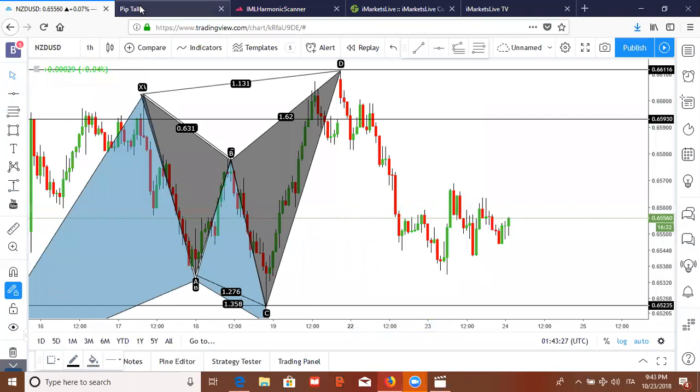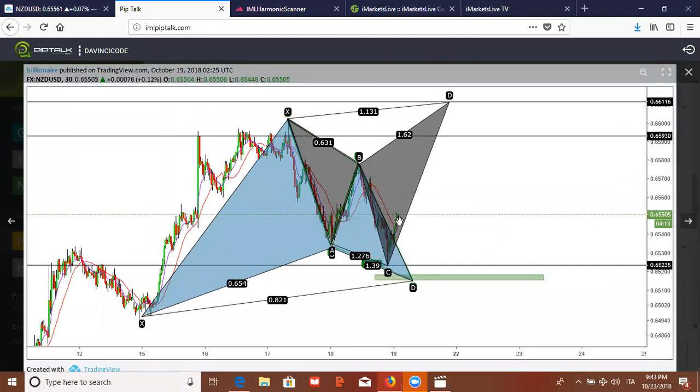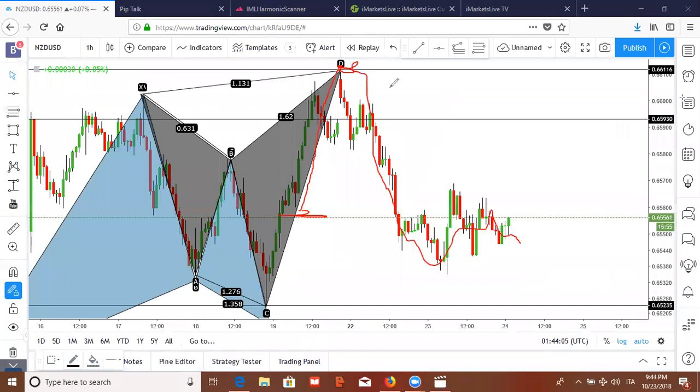So if I go back here to Pip Talk, take a good look at this, okay? I think the market was currently right here before when I drew it up. You can see how the market was just sitting right here, and I had this drawn out and had my orders up here. Price pushed all the way up, grabbed my orders, and then dropped. We were sitting right here in the zone, price pushed all the way up, grabbed our orders, and then boom, proceeded to drop.